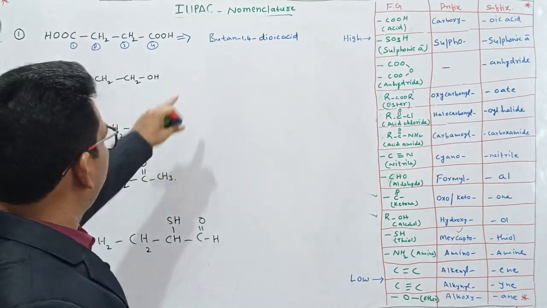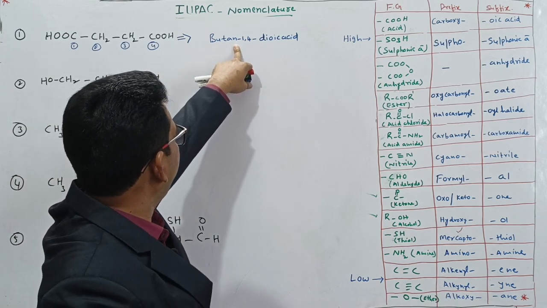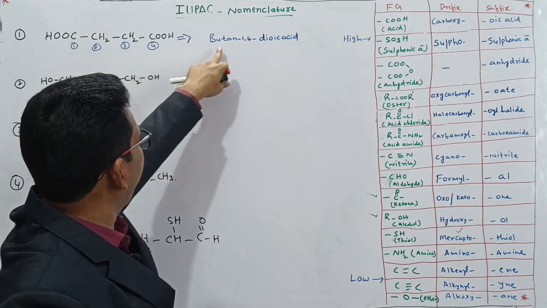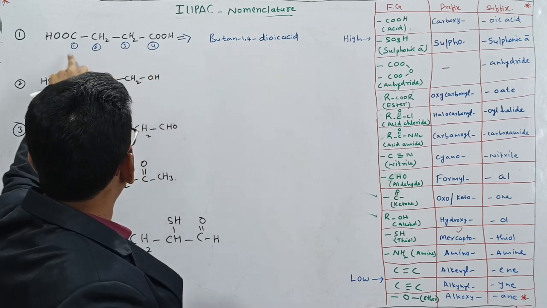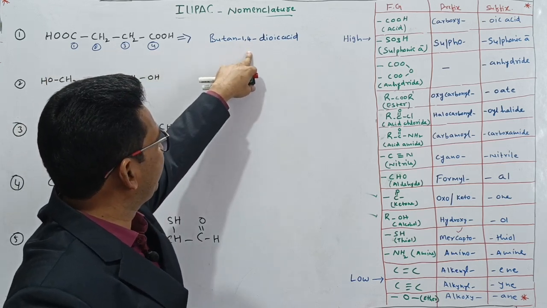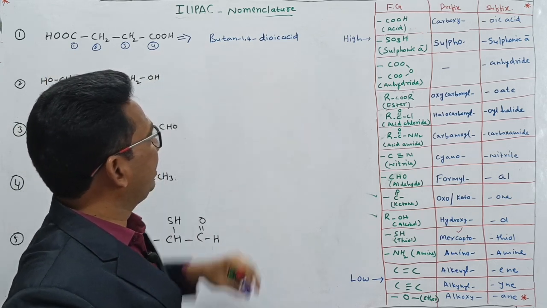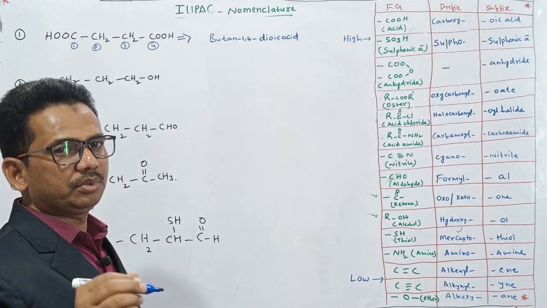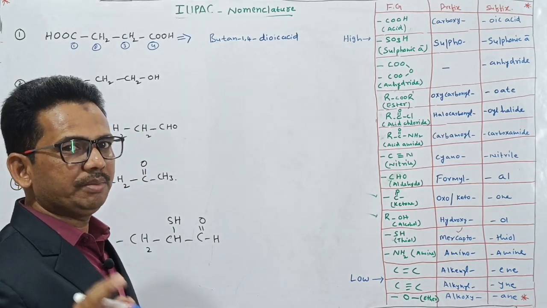Word root is but. Ane we are writing because it is single bonded. At the first and fourth positions the carboxylic acid group is present. That's why we are writing dioic acid, because both are the same functional group. That's why I am mentioning that di.